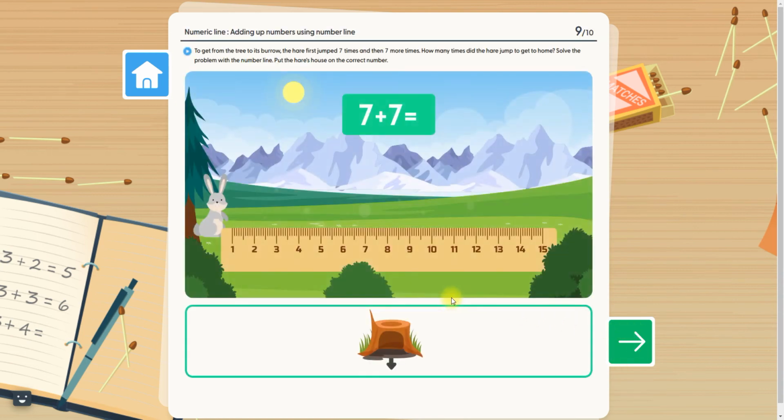To get from the tree to its burrow, the hare first jumped 7 times, and then 7 more times. How many times did the hare jump to get to home? Solve the problem with the number line. Put the hare's house on the correct number.